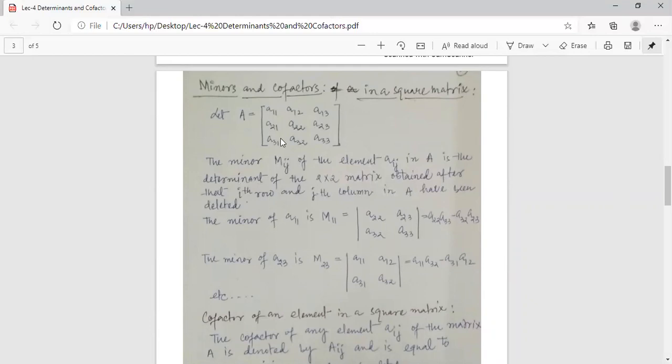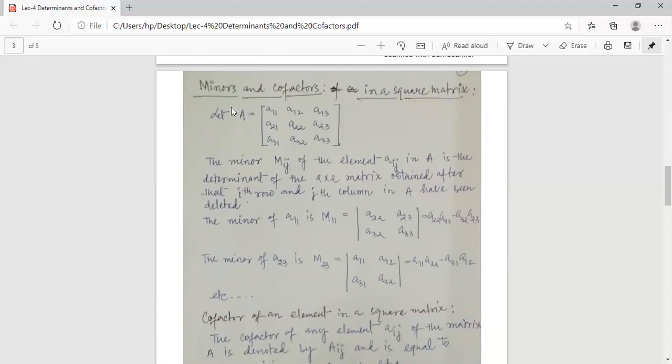That means if we are finding the minor of the element A11, then just remove the corresponding row and corresponding column of A11 and find the determinant of the remaining submatrix. So the determinant of the remaining matrix is A22, A23, A32, A33. Its value will be A22 A33 minus A23 A32.